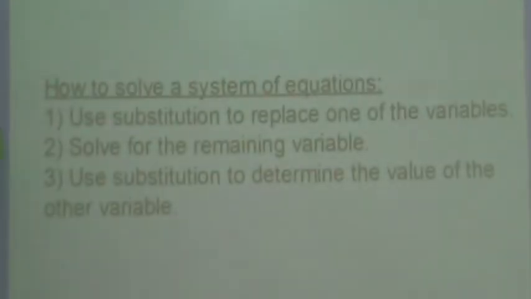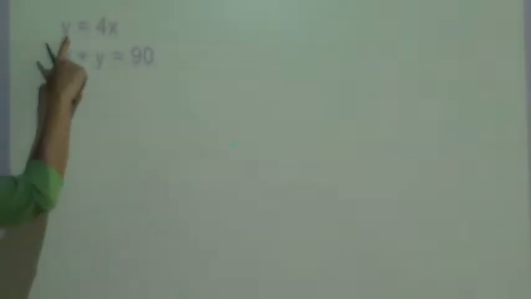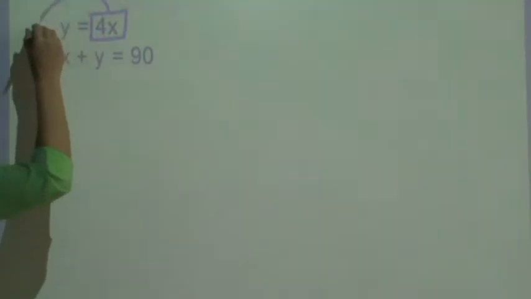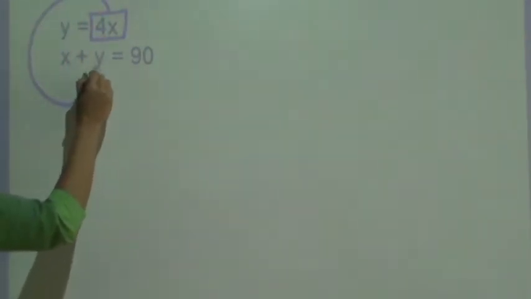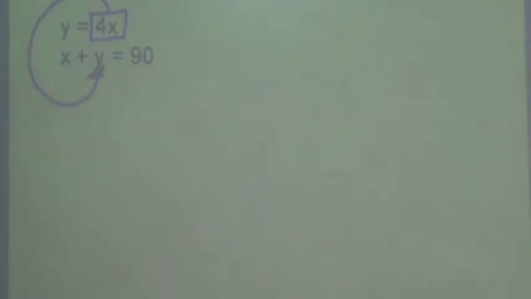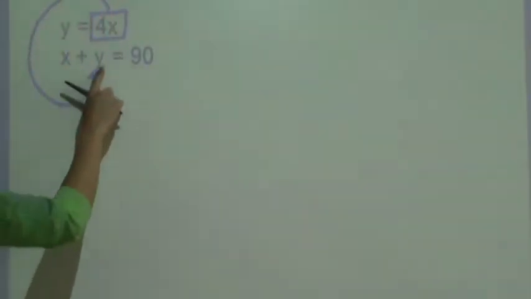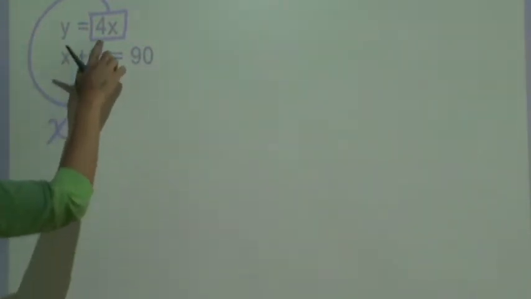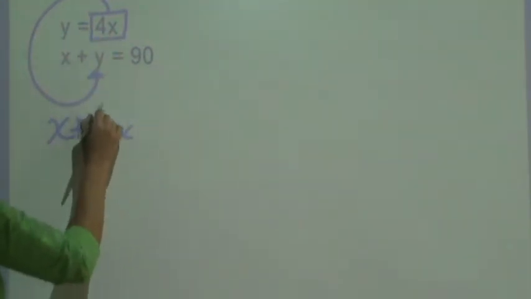Okay, so first step, use substitution to replace one of the variables. So what I'm going to do is take this one because it's already solved for y. I'm going to take this 4x and substitute it into the other equation in place of y, kind of like in a sport, in basketball. You're going to substitute one for the other one. So instead of x plus y, I'm going to write x plus 4x.